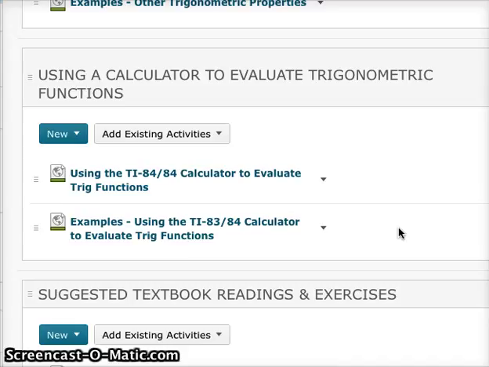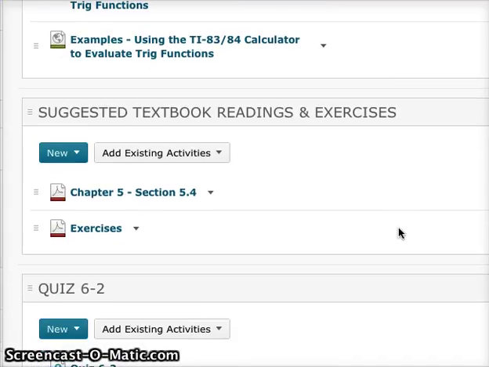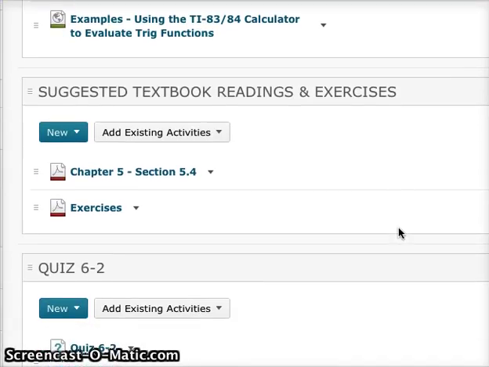Don't forget we have more about the calculator, and you have your readings. And of course, you got your quiz at the end.